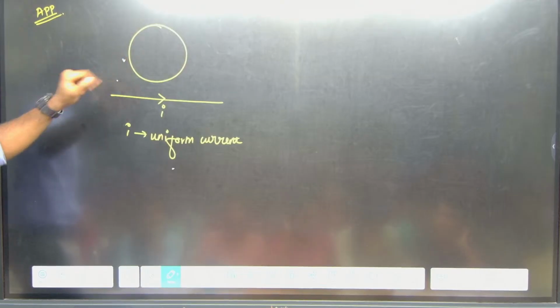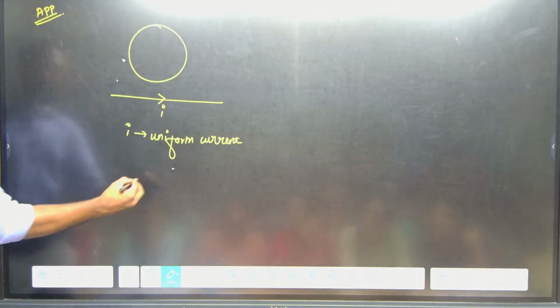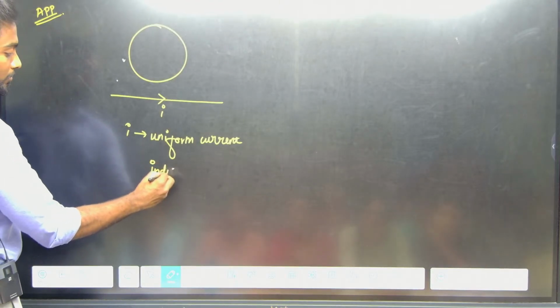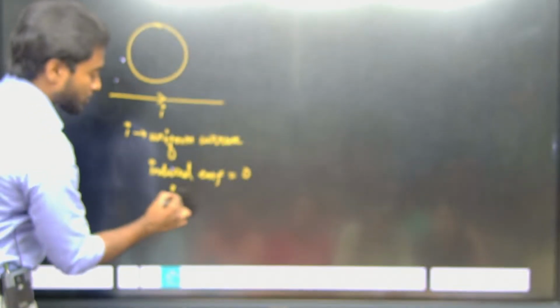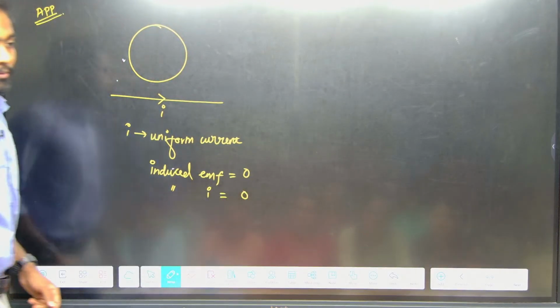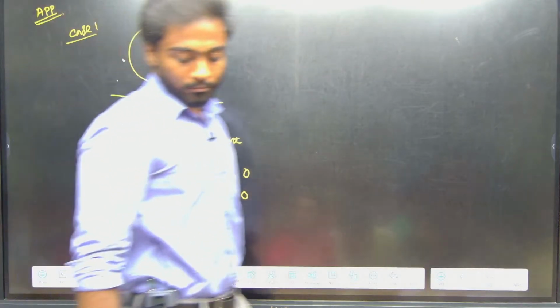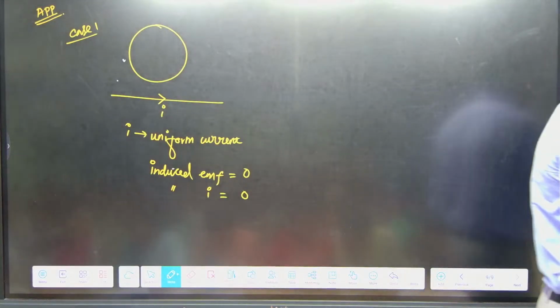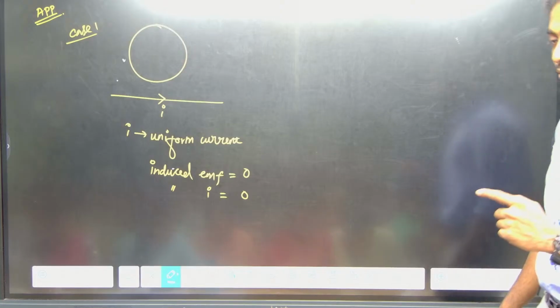So will there be any change in flux here? Any change in flux? Then what about the induced EMF? If there is no flux change, what will be the induced EMF? 0. Then induced current also will be 0. This is the first case. Take down. When the current is uniform, induced EMF and induced current will be 0, because there is no change in flux.